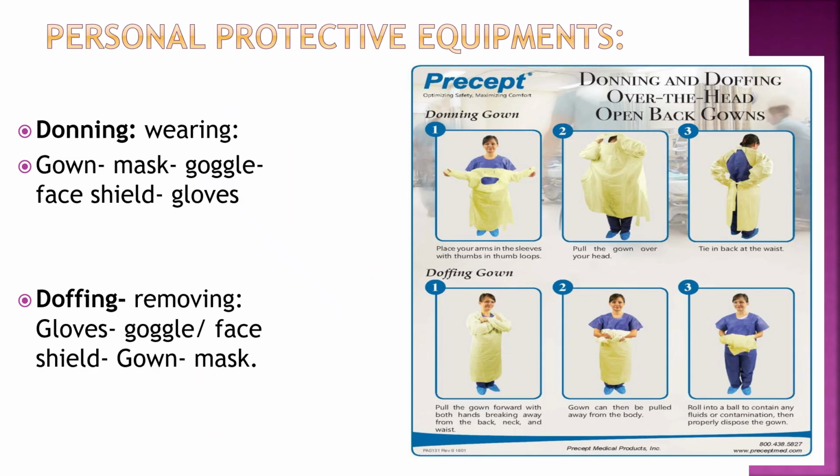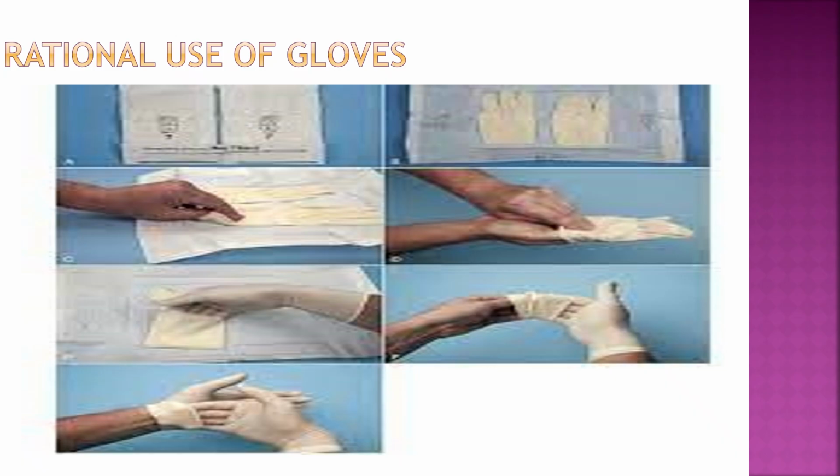So now, how to wear them? It is called donning of the PPE. Wearing PPE is called donning, and removing PPE is called doffing. The main sequence for donning is to first wear the gown, then the mask, then goggles or face shield, and lastly gloves. For doffing, while removing, first you have to remove the gloves because they are soiled. So first remove the gloves, then goggles or face shield, then the gown, and lastly the mask.